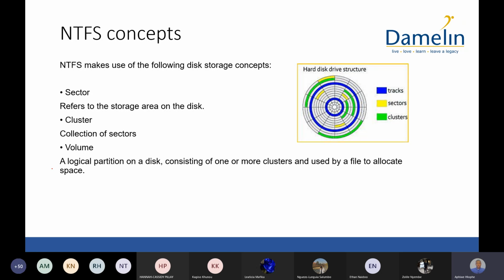NTFS also makes use of volumes. As much as data is stored in sectors and clusters, it's also stored in a more generic category called a volume. It's one hard drive, but it's partitioned into volume A, volume B, volume C, and volume D. Volume C has our operating system, volume D has all our music, and volume E, for example, has all our movies or games or whatever.